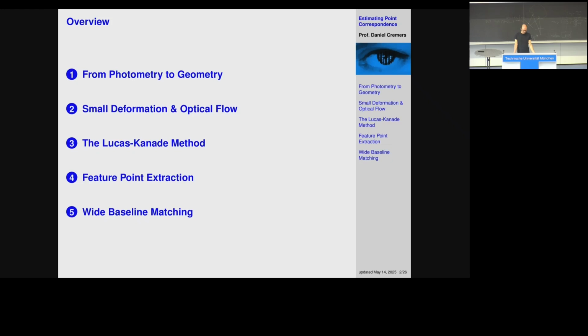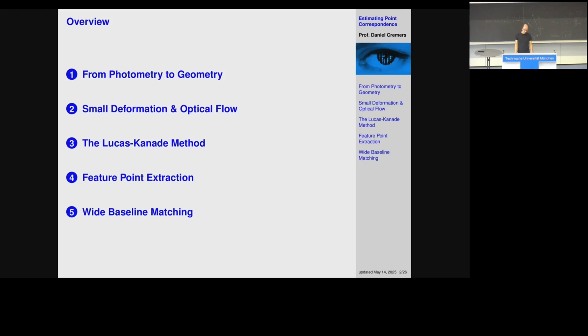Then we'll talk about this correspondence problem, and we'll focus on a classical case where you assume that things move only a little bit. Why would you assume that? Well, it makes the whole challenge a little bit easier. If you say from all the pixels in image 2, the corresponding one must be in the neighborhood. It cannot be just anywhere. And that happens, for example, if you move a camera just a little bit, then typically everything moves a little bit only. And then you have the case of what's called small deformation.